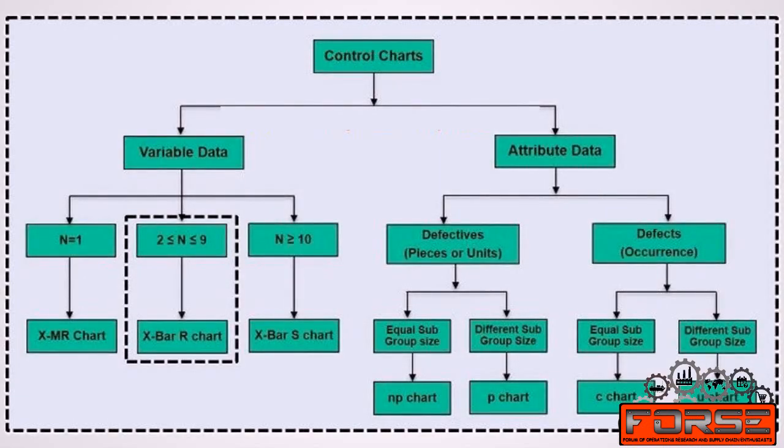From the diagram, it can be observed that control charts are of two different groups, based on the type of data: variables and attributes. Each of these groups can be further classified into subgroups, variable data being of three different varieties. Similarly, attribute data can again be subdivided into two categories, defectives and defects.